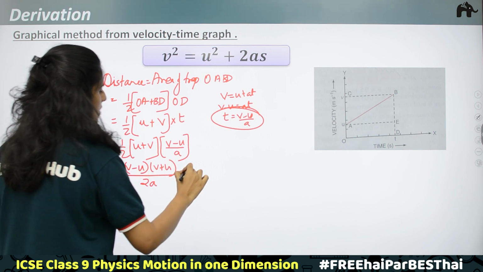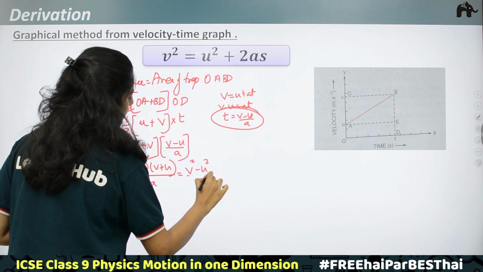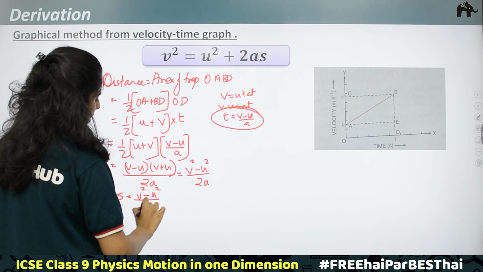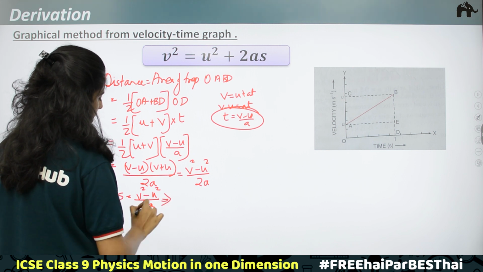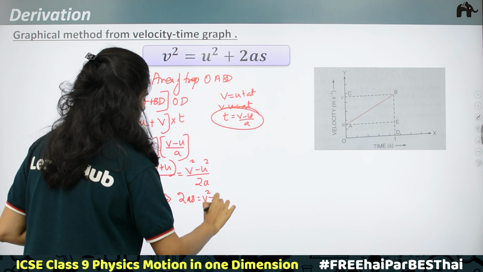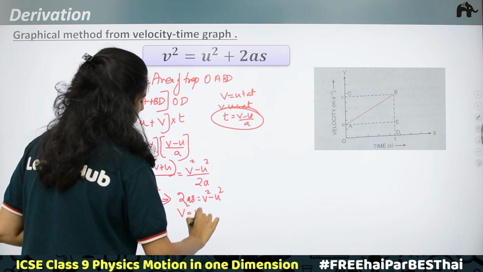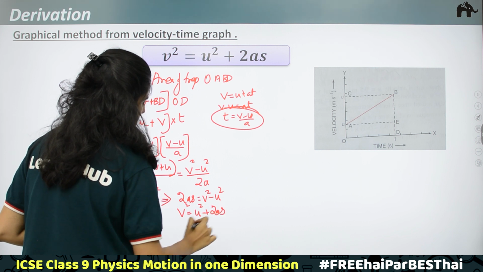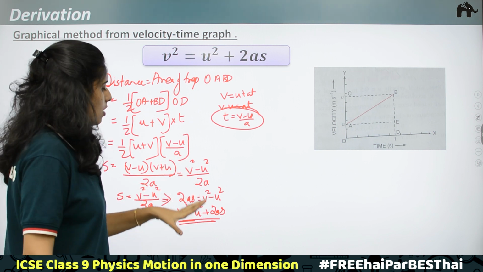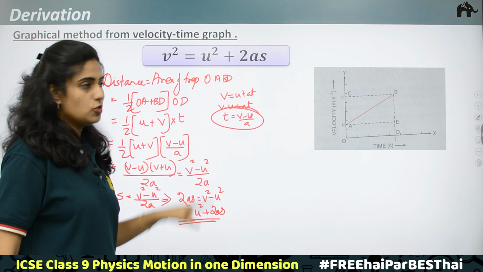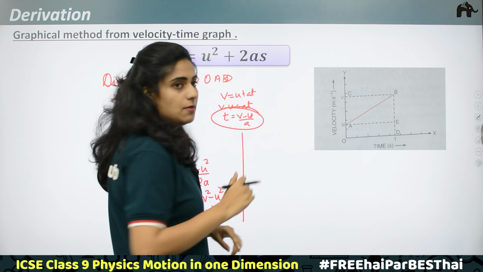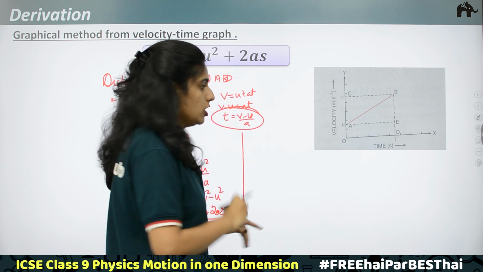(v − u)(v + u) is v² − u², divided by 2a. So s = (v² − u²) / 2a, from which, taking the 2a to the opposite side, 2as = v² − u², then v² = u² + 2as. This is how we can derive the third equation of motion from the velocity time graph of a uniformly accelerated motion. Now the direct method.